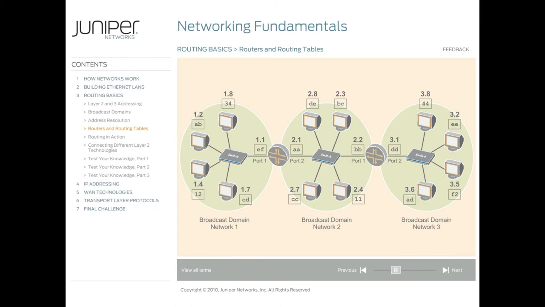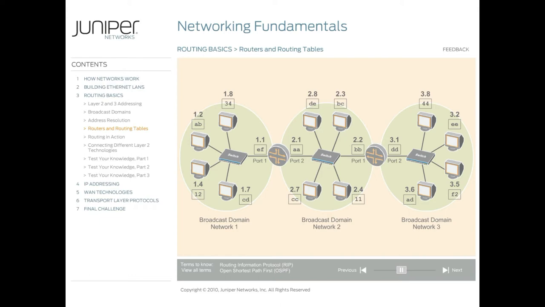A router is a Layer 3 device and forwards data from one network to another. To facilitate communication, routers must know how to reach other networks. Routers can learn this information dynamically using routing protocols, such as the Routing Information Protocol, known by its acronym RIP, or the Open Shortest Path First Protocol, or OSPF, the discussion of which is outside the scope of this course. You can also statically configure this information on the router.